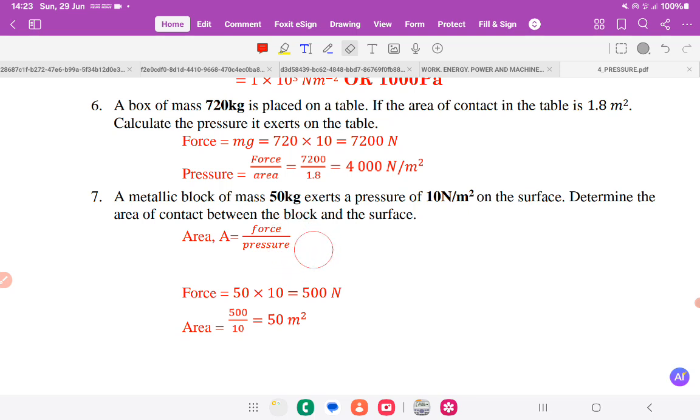Force divided by pressure. Remembering that force is obtained by multiplying mass by 10 newtons, the force is going to be 50 multiplied by 10, which is 500 newtons. Then area is 500 divided by 10. So in this case, it's 50 square meters. Convince yourself that you can do this independently without struggling.